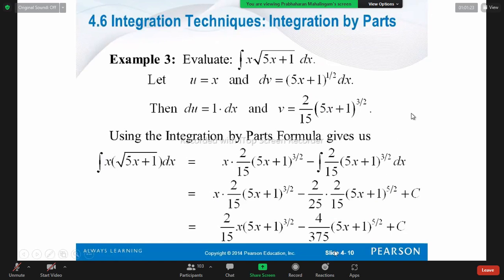Surely you will expect one question of this. Very simple. If you think in a positive manner, it is very simple. uv minus integral v into du plus c. Right?